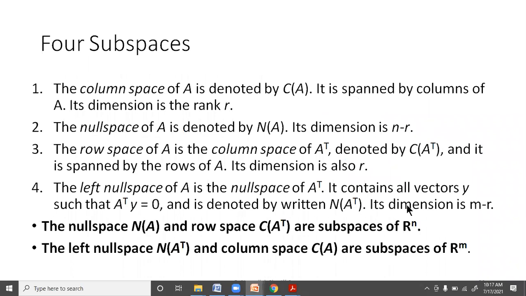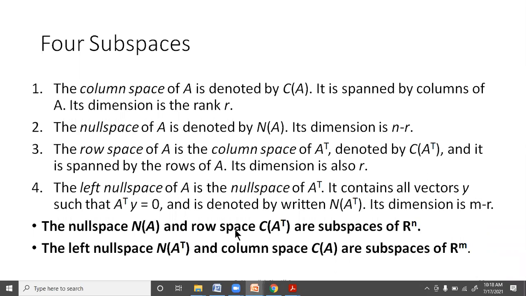The 4 fundamental subspaces are column space, null space, row space, and left null space. Column space and null space we have studied in more detail, where the rank of the column space is r and the dimension of the null space is n minus r. Row space is nothing but the column space of the transpose of A, and left null space is the null space of the transpose of A. So once we can find this, we can as well find this also.